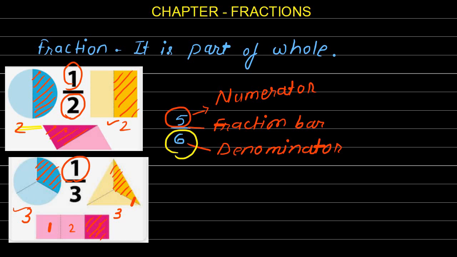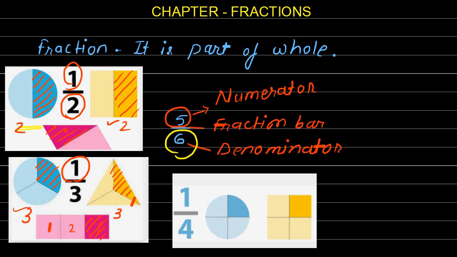Now one more most common fraction is 1 by 4. As I told you earlier, the denominator is the total number of parts. In this figure, the total parts are 4, out of which this one is shaded. That's why 1 by 4. In the second figure also you can see there are 4 parts in total, out of which 1 is shaded. So that's why 1 by 4.